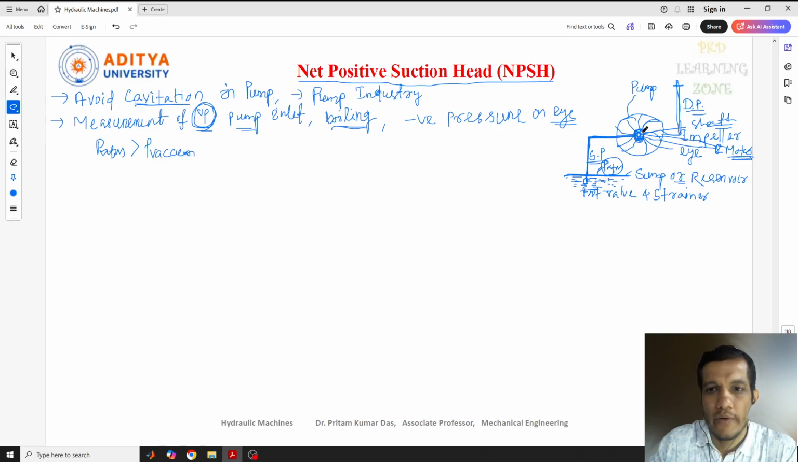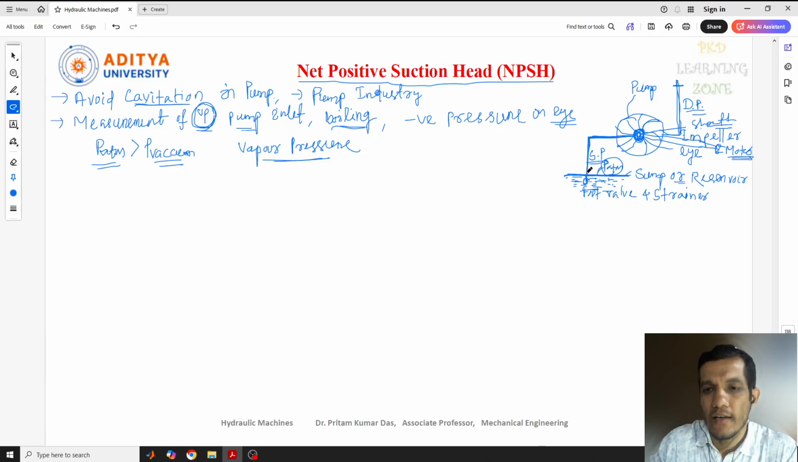Now we need to see whether the pressure is only down to a vacuum pressure, or whether the pressure is reduced in such a way that it goes below another pressure, that is the vapor pressure. So that is vapor pressure, you need to keep in mind. The vapor pressure of the liquid depends on which liquid is to be lifted from here. We need to identify how much vapor pressure is there for that particular liquid.